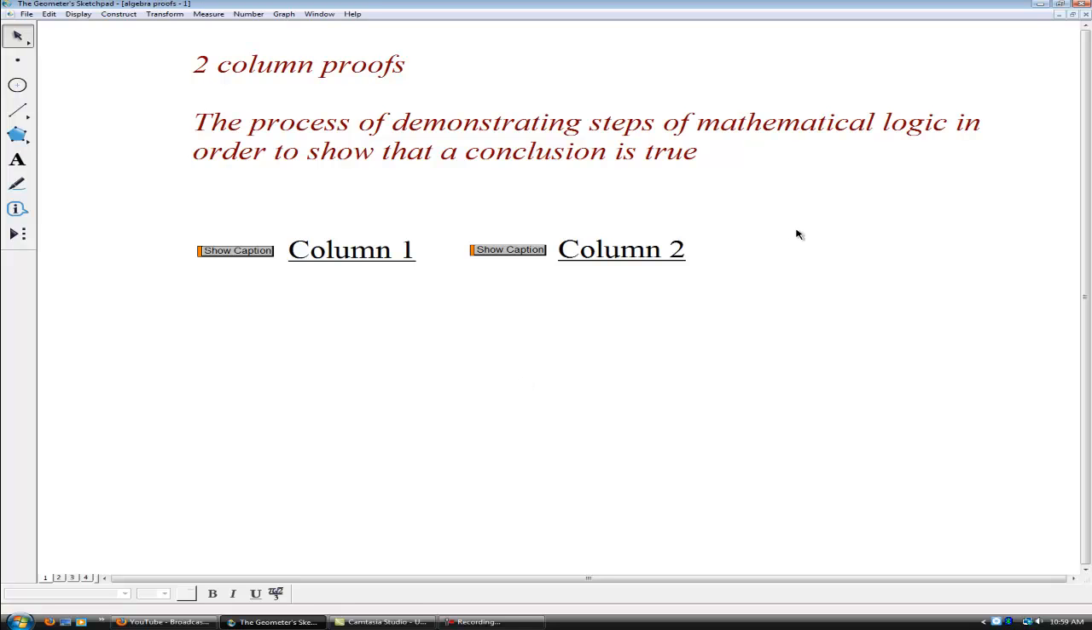Proofs. The pieces that make up a proof and explain how they work. We'll start with some easy algebra proofs, and from there geometry proofs will be no problem. So what is a proof?